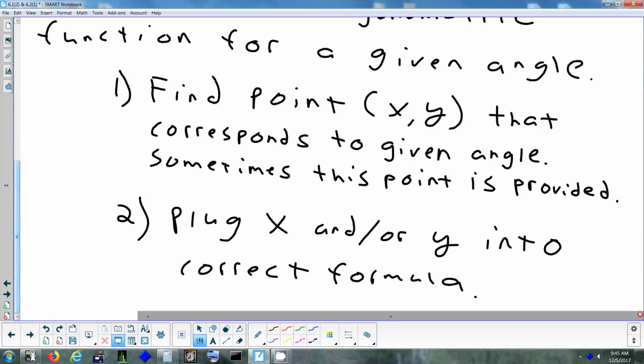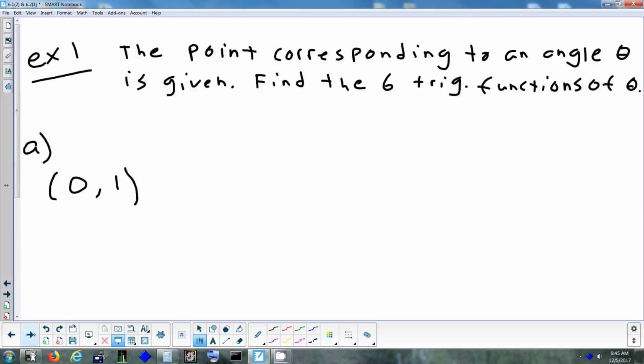Okay, so step 1, find the coordinate if it's not given. Step 2, plug the coordinate into one of the 6 formulas from the other page. On a test problem, I would not ask you to do all 6 trig functions in the same problem. I would ask you for 1. But we'll practice doing all 6 so you know how to do them all. Okay, let's start with 0, 1. Step 1, find the coordinate. We already have it. It's right there, 0, 1.